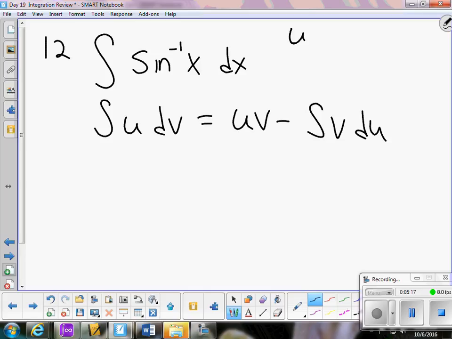so you have to choose your u, and we use LIATE to choose the u. Inverse sine, so that's the I line, but there's no log, so the inverse sine of x, that's your u. Question. Yeah. So dv is just dx. So v is just x. And then you have to remember the derivative of inverse sine of x.